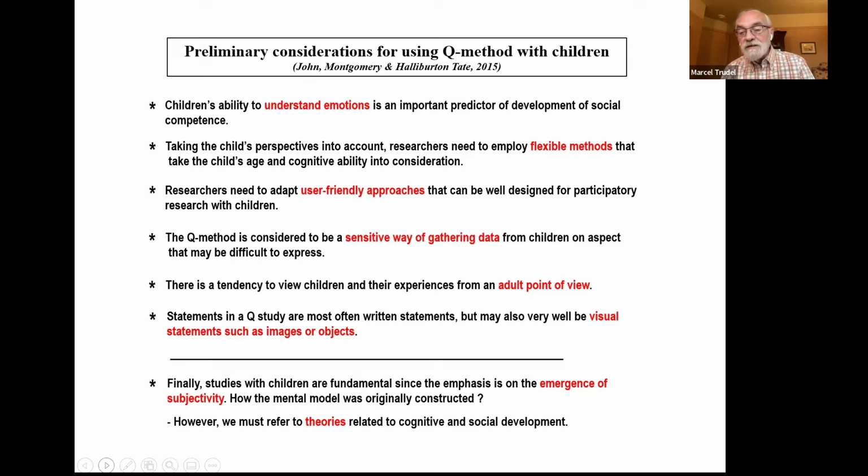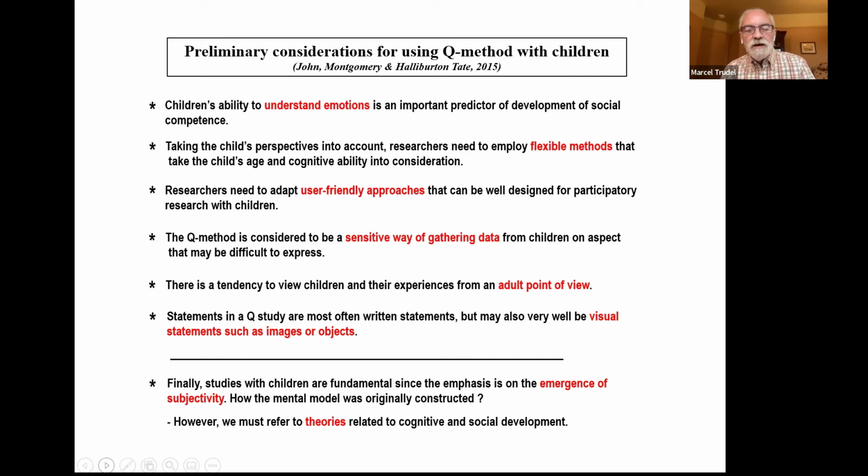It's much more easy. I gave a questionnaire to children of 5 years old to respond on a scale, but I can do it with the Q method. There's a tendency to view children and their experience from an adult point of view. All the research in developmental psychology is based on observation, as I did 30, 40 years ago, or questionnaires, but not the child himself.